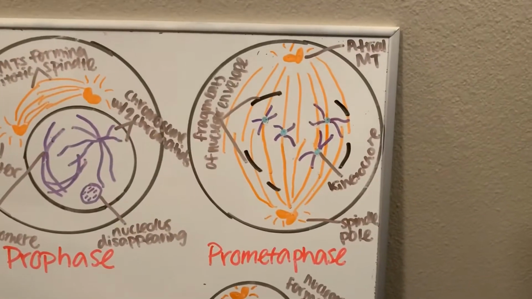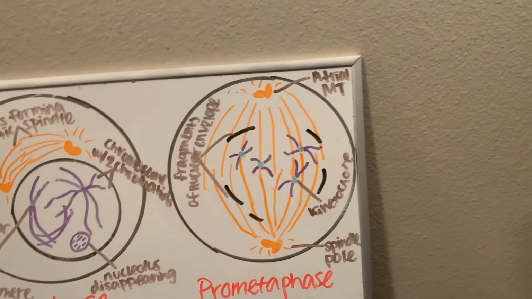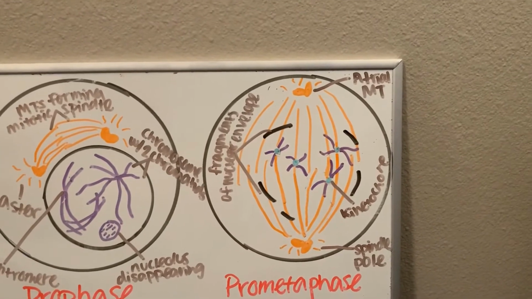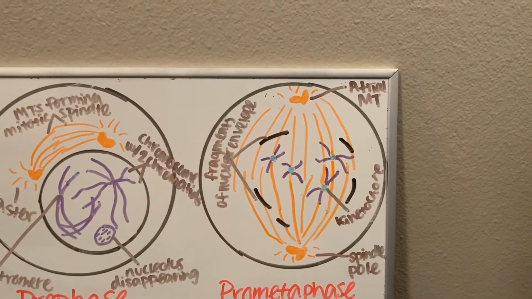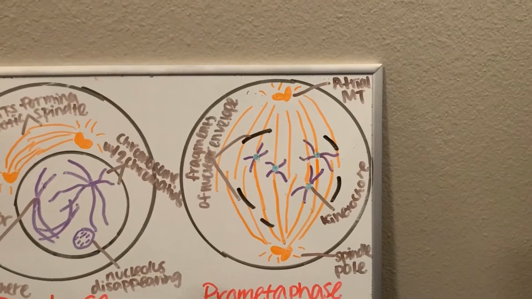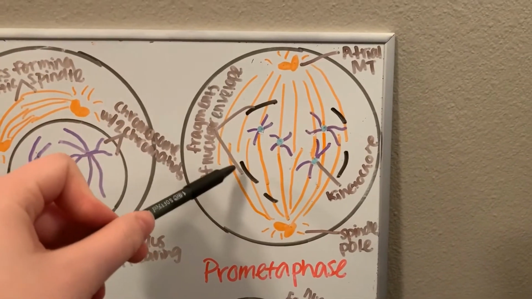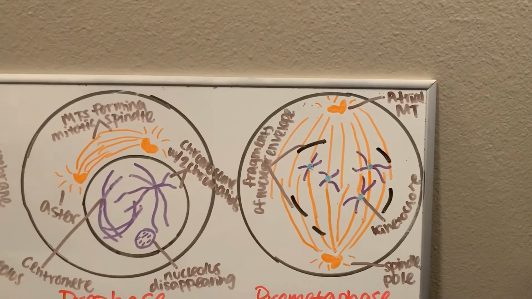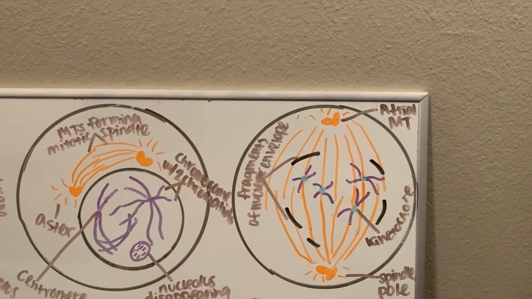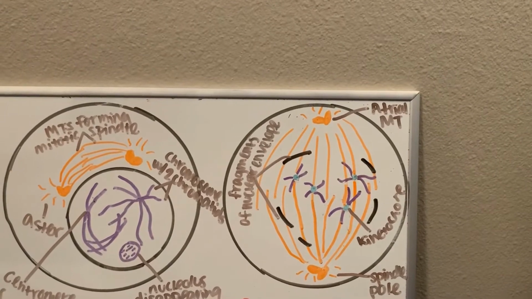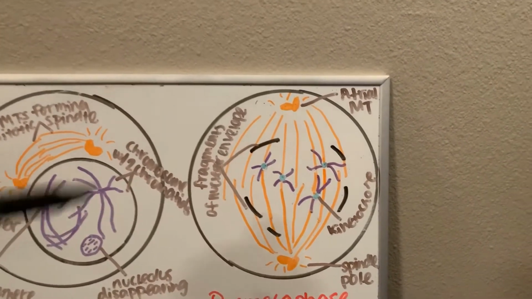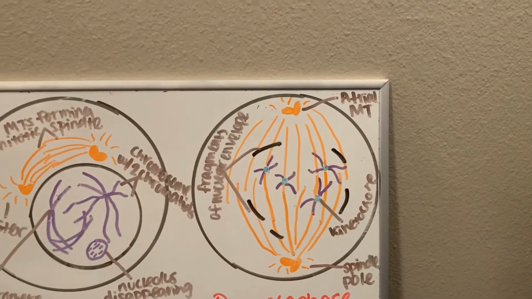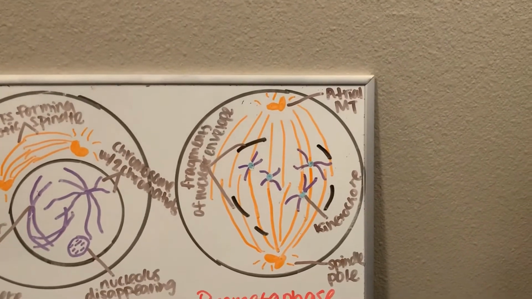And then prometaphase is marked by fragmentation of the membranes of the nuclear envelope. So you can see the fragments of the nuclear envelope. And then breakdown of the nuclear envelope allows spindle microtubules to make contact with chromosomes, as you can see. And the spindle microtubules are destined to attach at the centromere.